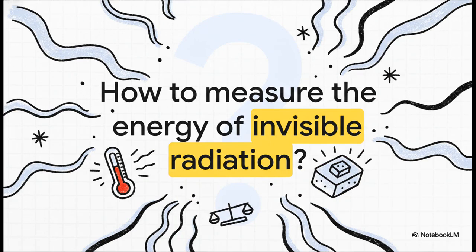So yeah, that's the big question, right? How can you possibly put a hard number on a beam of energy that's completely invisible? It sounds like it should be impossible, but it turns out the solution is, well, beautiful in its simplicity, and it all comes down to some really basic physics.